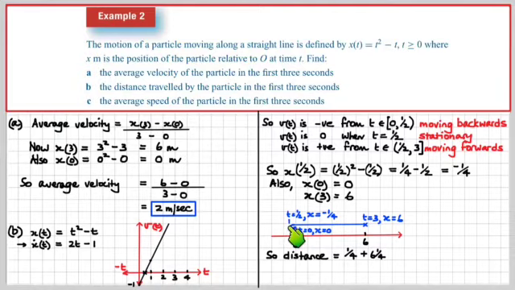Then in the second part of the journey from here up to 3 seconds, it basically goes from minus a quarter and it reaches its destination at 6 meters. So the second part of the journey is 6 1/4 meters, right? Therefore the total journey length is 6.5 meters, or 13 over 2 meters, which is different from the displacement over the first 3 seconds, which was just 6 meters.